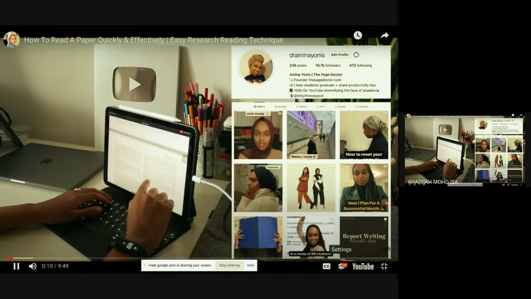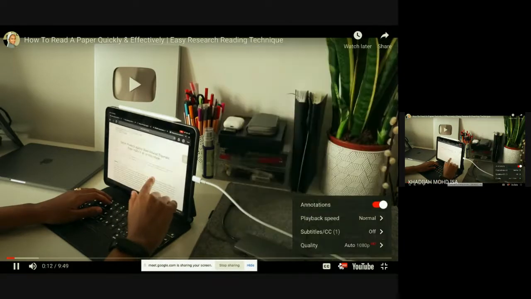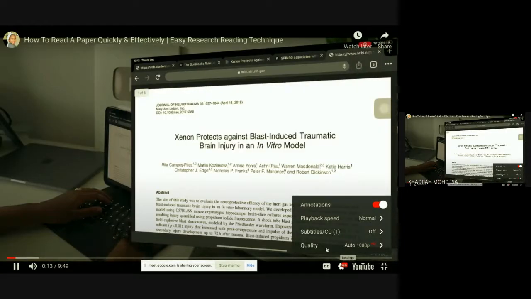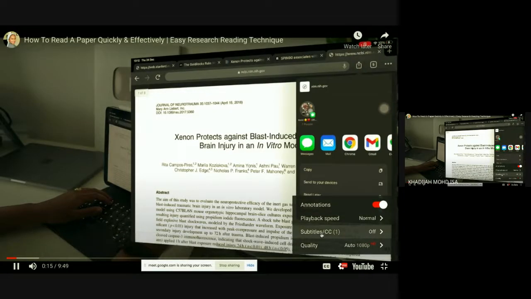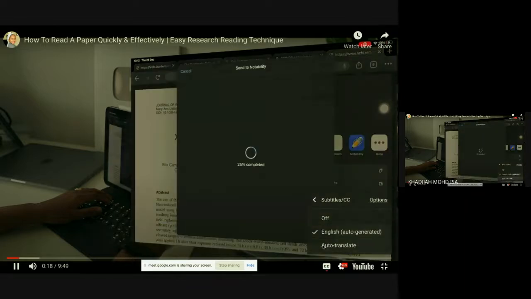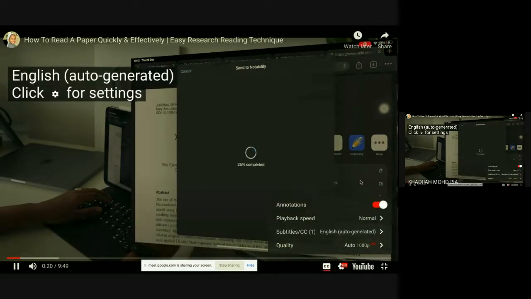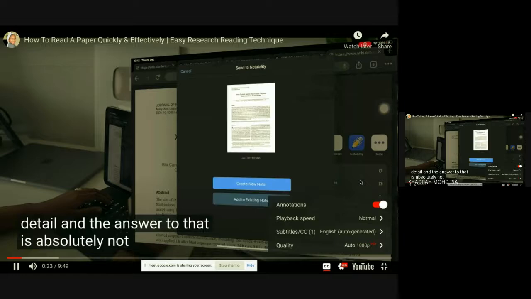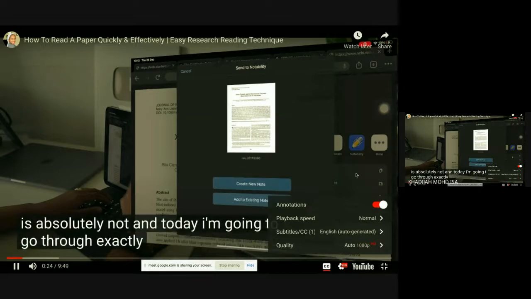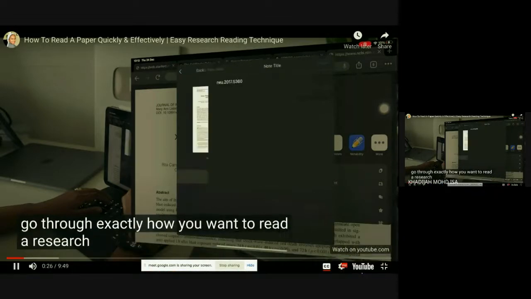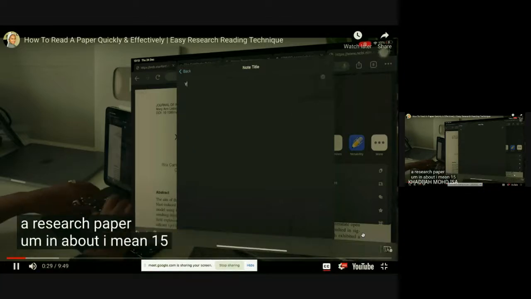A topic that I get asked quite a bit is reading research papers. Whether you need to read from the start to the end, whether it's every single detail. And the answer to that is absolutely not. Today I'm going to go through exactly how you want to read a research paper in about 15 to 20 minutes, depending on how much detail you want to go into.